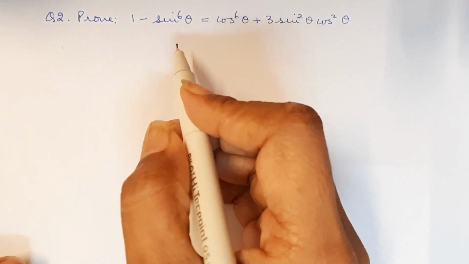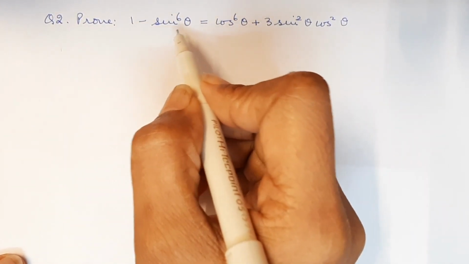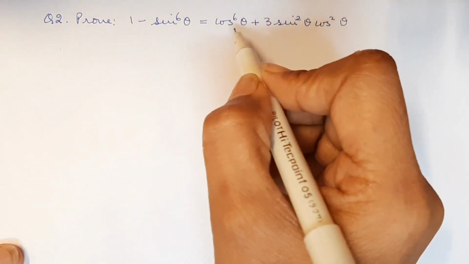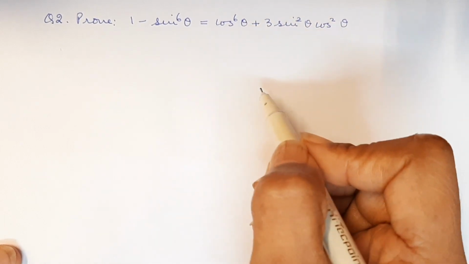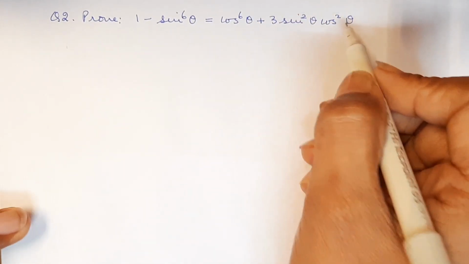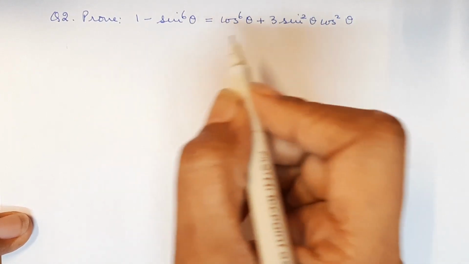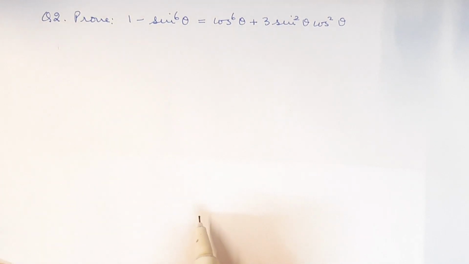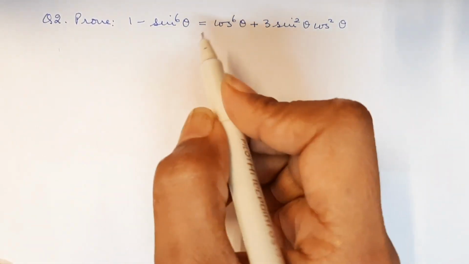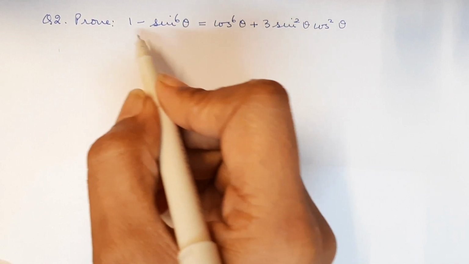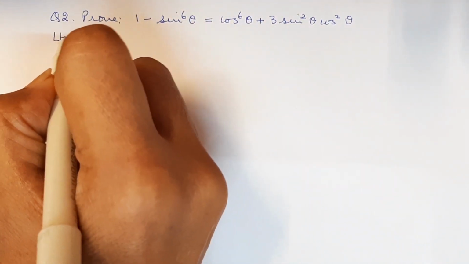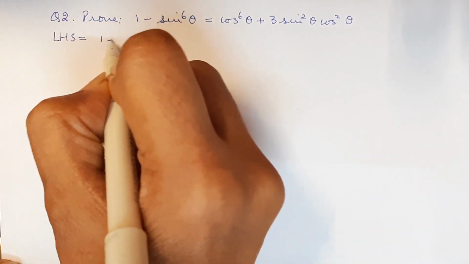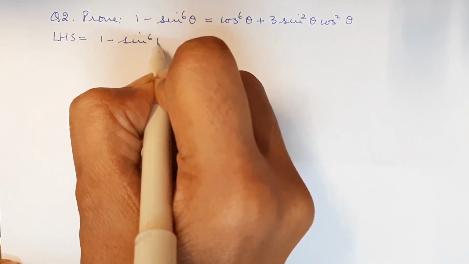Our second question is prove 1 minus sine to the power 6 theta is equal to cos to the power 6 theta plus 3 sine square theta cos square theta. Now this particular question has been repeated in so many prelim papers and so many terminals that I thought it was wiser to take it up over here. And so let us look at this question. We'll start with the LHS. Now LHS is 1 minus sine to the power 6 theta.